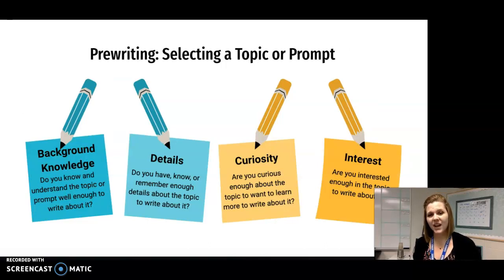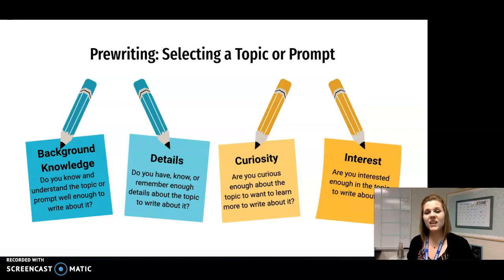Another pre-writing strategy is selecting your topic or prompt. In this class, I am most likely going to give you multiple prompts to choose from. That way you're more likely to get a prompt that you're actually interested in. As you look at the different prompts that I have outlined for you, there's a few things that I want you to consider. First, do you have enough background knowledge about that topic to write a complete essay on? If not, you probably should select a different prompt.